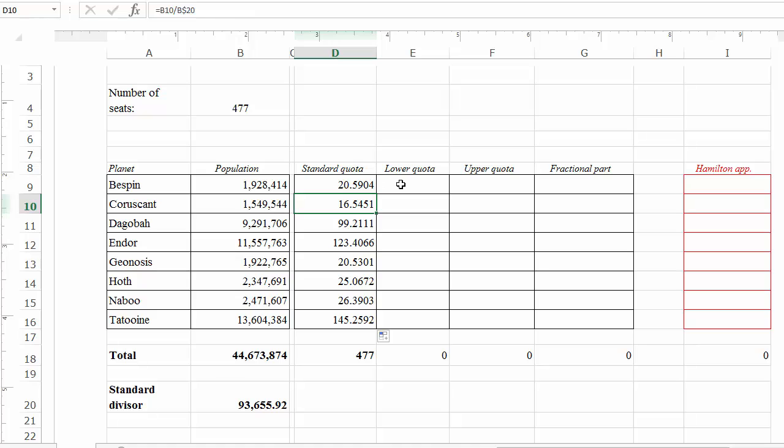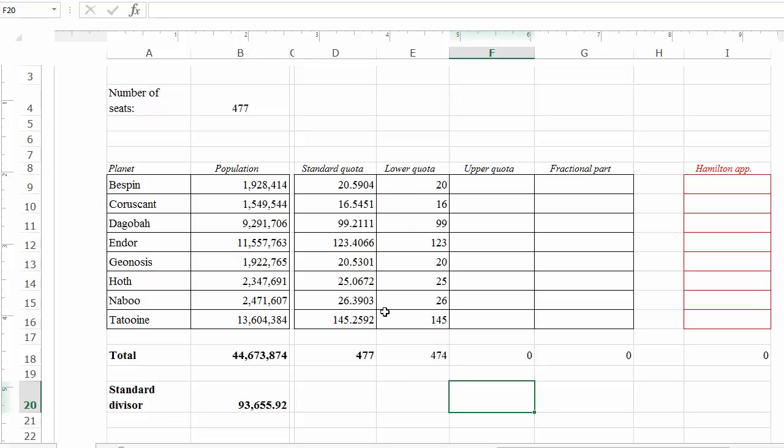So remember, the lower quota is we just round down to the closest integer. So for 20.5904 we would just round it down to 20. 16.5451 becomes 16, and so for each of those we just round it down and enter that into the table. Okay, so there's our lower quota.